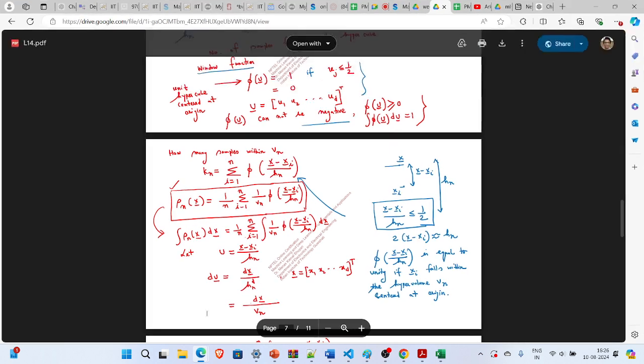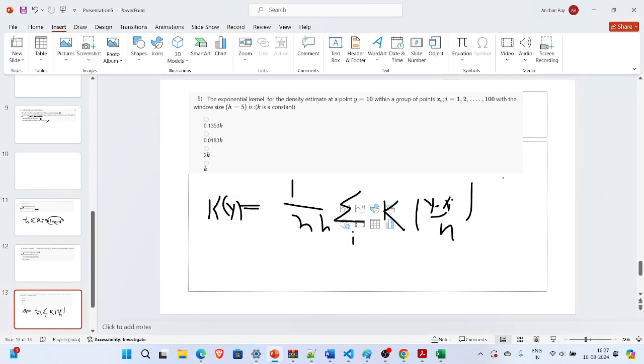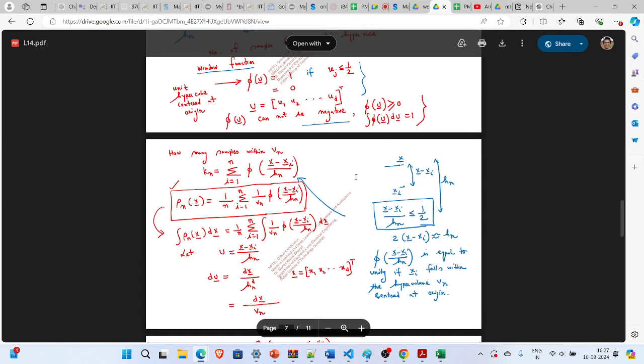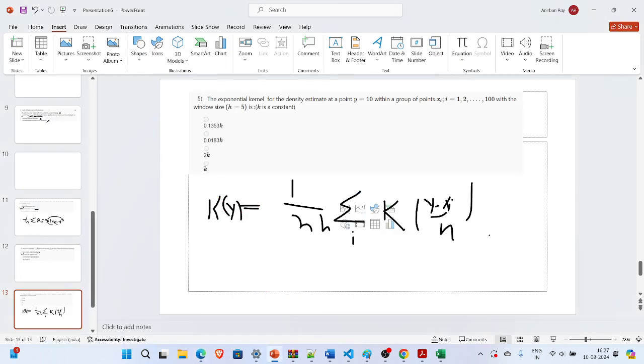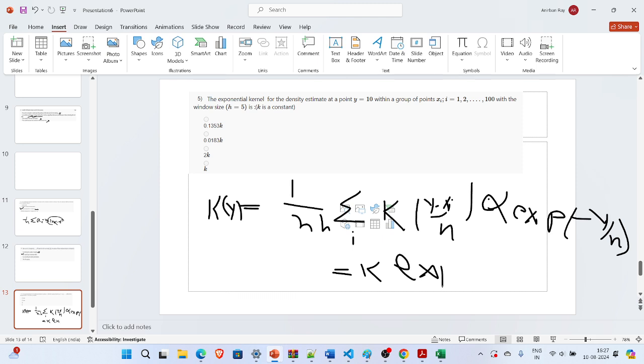As you can see, the same expression: y minus xi, where xi are the different points and y is the central location, divided by h. So it is written as directly proportional to, which means it is in exponential form. So what we get here is the exponential of minus y by h. So we can write that k here is the proportionality constant, and this is the exponential of minus y by nh.